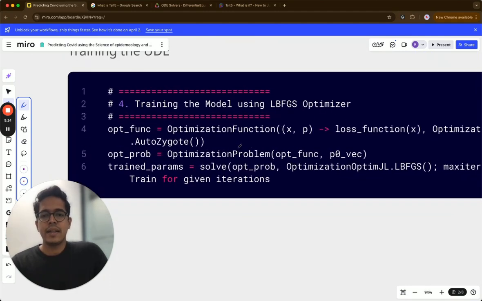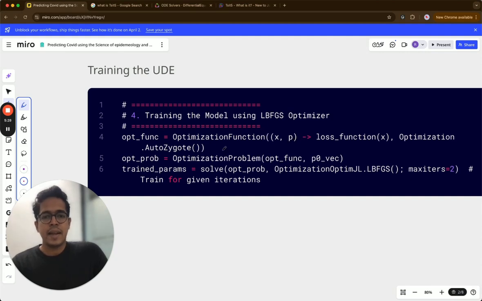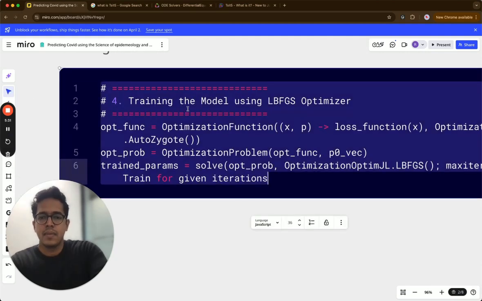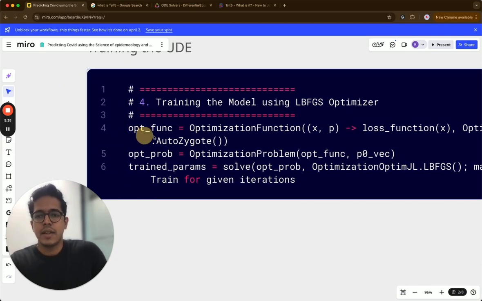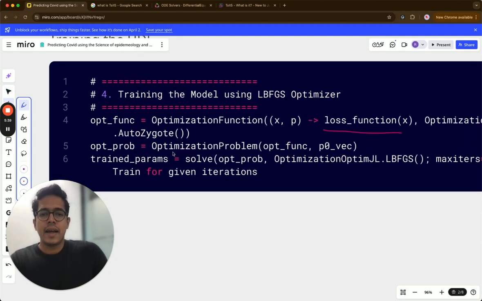And now we can train the universal differential equation. So in the UDE, we'll be training using this function. This opt function defines the optimization function, the function that we are optimizing for, which is the loss function. And here we define, similar to how we define the ODE problem or UDE problem, the optimization problem that we are going to solve.